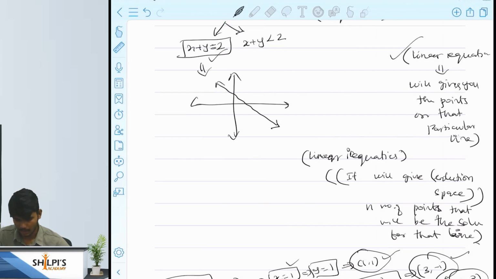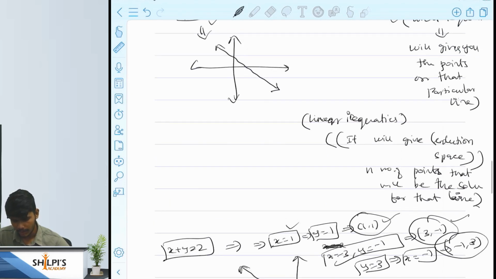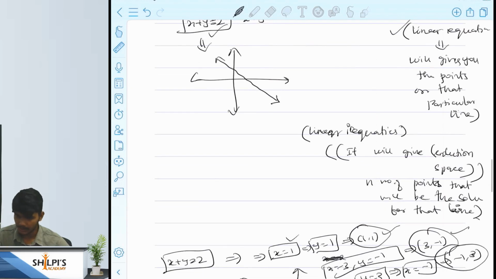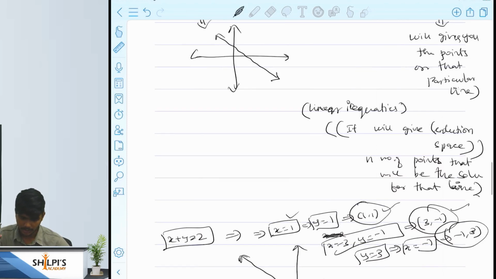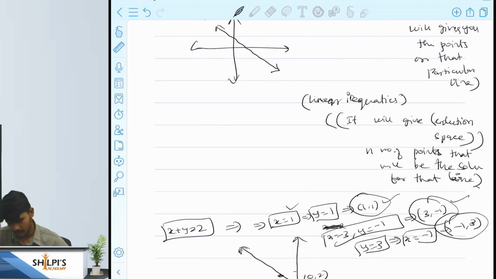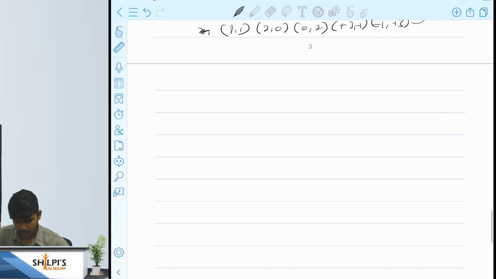புரிஞ்சுதா? ஆனால் if you draw the graph for linear inequalities now, sometimes you will get the points that will be on the particular line. If it is a less than or greater than inequality now, you will get a solution space. Less than or equal to, greater than or equal to, less than and greater than: for all of these 4 conditions, you will get a solution space. In less than or equal to and greater than or equal to conditions itself, you will get the points on that particular line. Let's see.